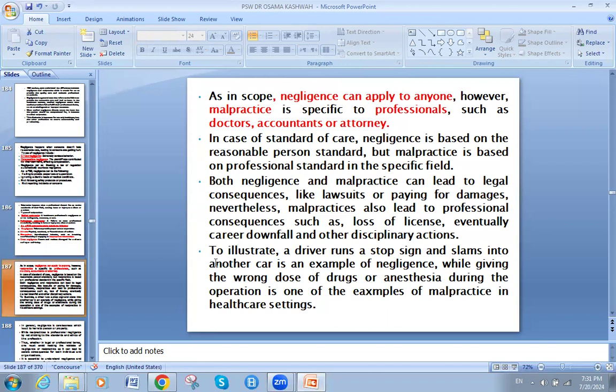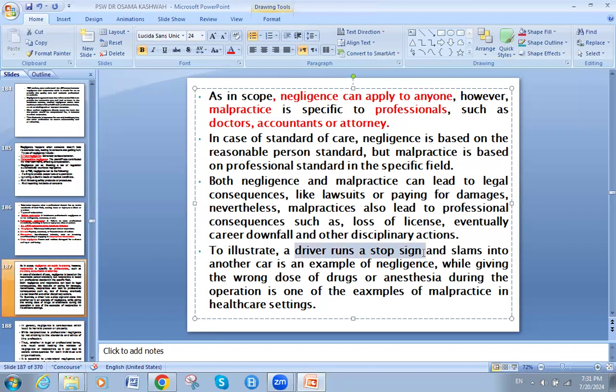As an example to illustrate negligence, a driver runs a stop sign and slams into another car. While giving the wrong dose of drugs or anesthesia during an operation is an example of malpractice. You see here, malpractice is more professional, but negligence, anybody can do it. Anyone can fall out of the duty of care. Negligence is not related to being a professional, but malpractice is about a doctor or a lawyer or even a teacher. This we call malpractice.